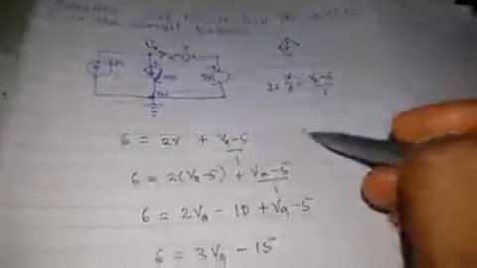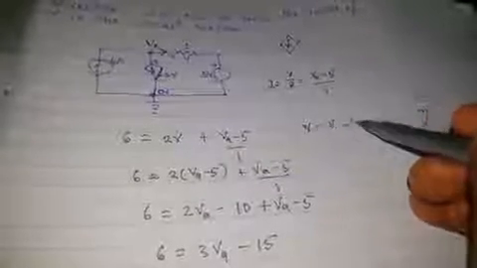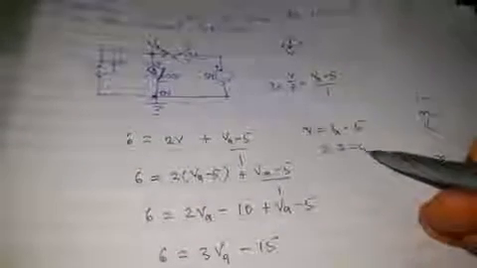What does that mean? It means that our V, which in the question we're asked to find, is equal to VA minus 5, which is 7 minus 5, which gives us 2 volts.